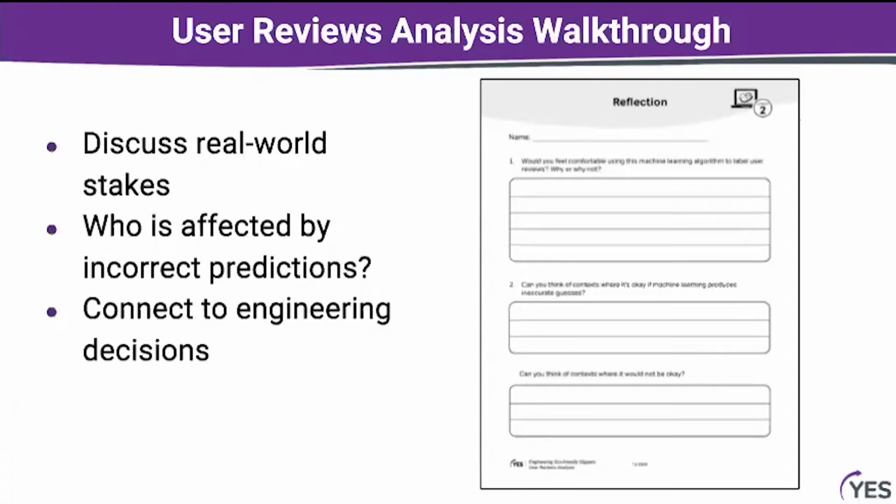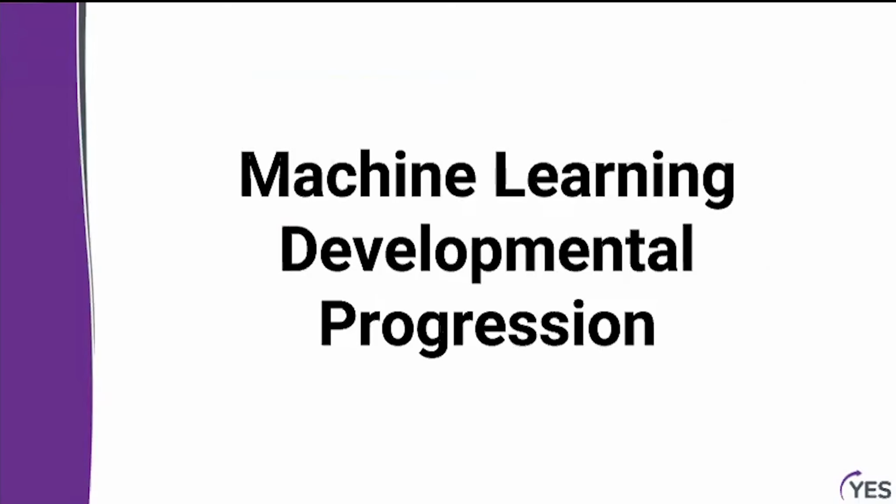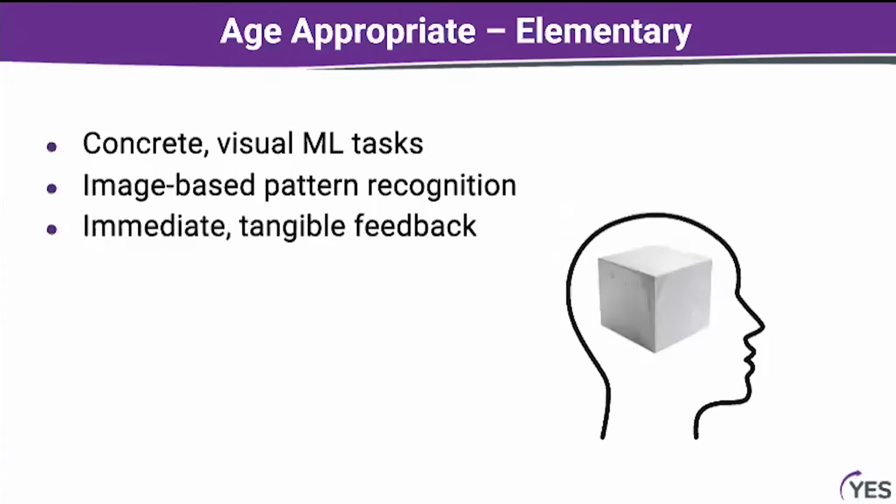And that wraps up our middle school machine learning model, user reviews, analysis. So now I just want to talk to you a little bit about the developmental progression and how these are age appropriate for elementary school students and middle school students. So first, photo classifications for upper elementary is perfect because it's visual, concrete, and highly observable. Students can see immediately what the computer misclassifies and why that might be happening.